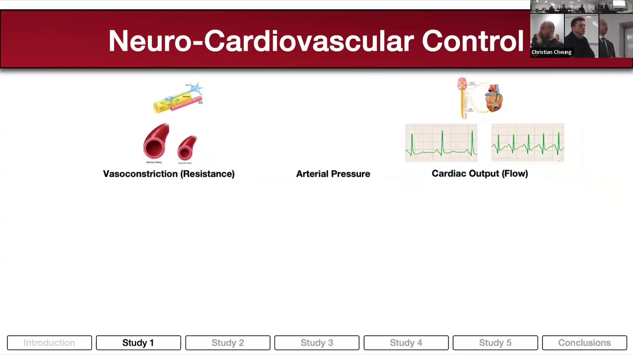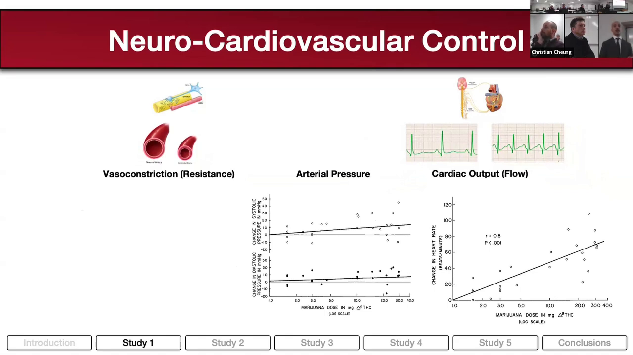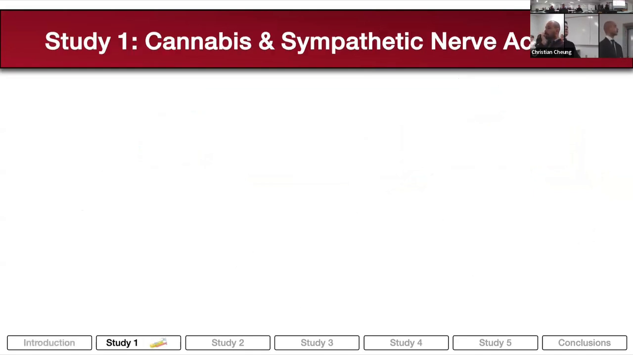When it comes to cannabis, what we've known now for decades is that in a dose-dependent manner, it increases blood pressure and heart rate. And the general understanding and consensus up to this point has been that it does so via an activation of the sympathetic nervous system. But importantly, what we don't know up to this point is whether or not this cannabis inhalation is also associated with an increase in sympathetic activity towards the vasculature.